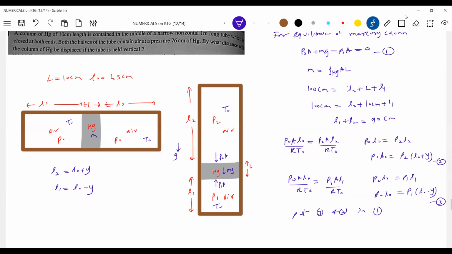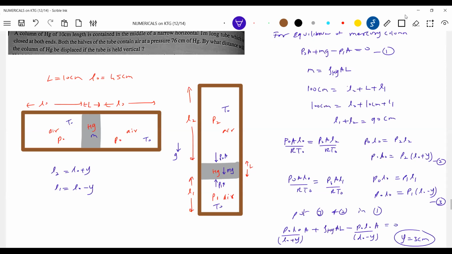So what is the equation? P2 will be P naught L naught over L naught plus Y into A, mass of mercury, density of mercury, area, length L, minus P naught L naught into A. So A gets eliminated, which is not needed. Solving for this, we'll get an expression for Y. I think some quadratic will come. Solving that, Y will come to 3 centimeter, substituting all other values.